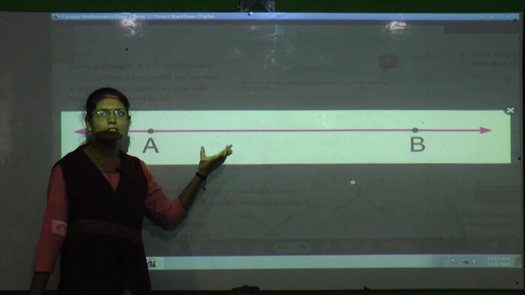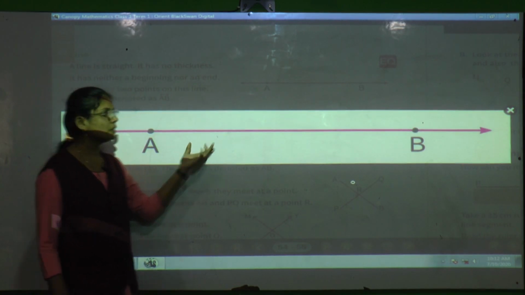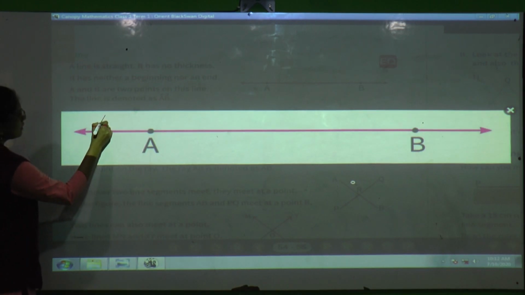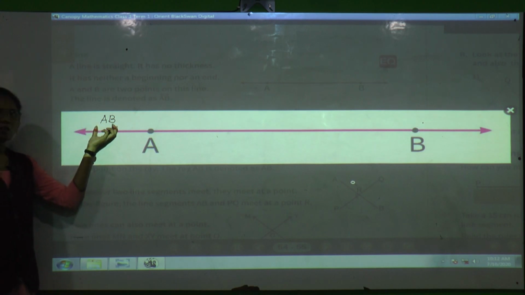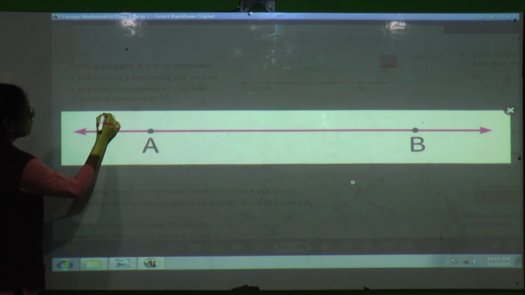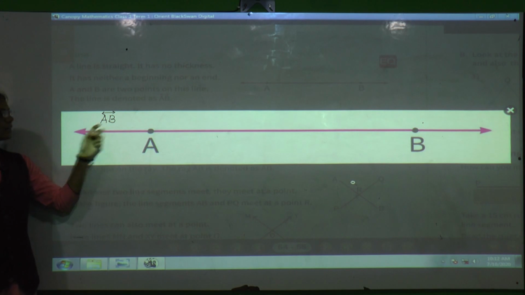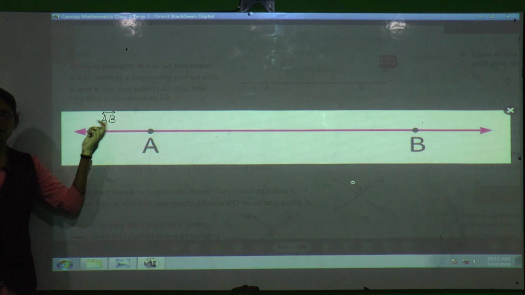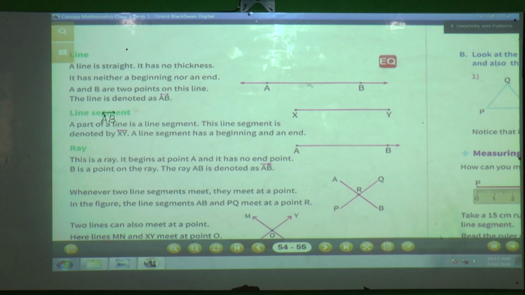So how will we write the name of this line? We can write the name of this line in this way, line AB. On the top of the AB, we should give the symbol of line. So in this way we can write the name of the line and we can read this as line AB. Next, the line is denoted as AB.